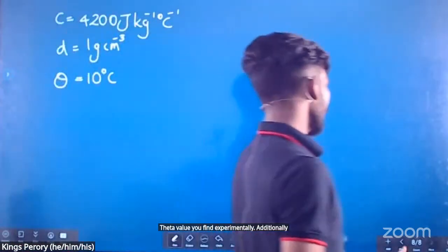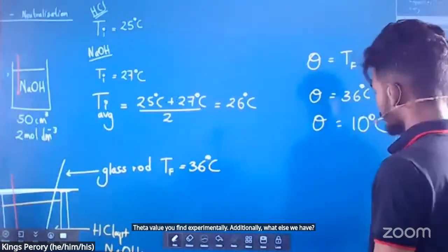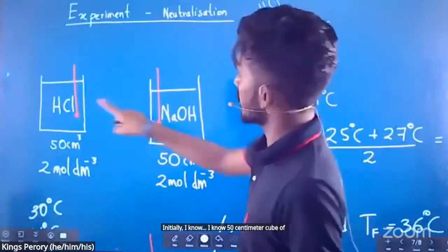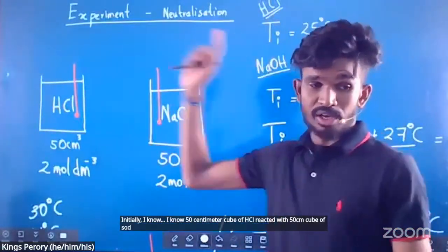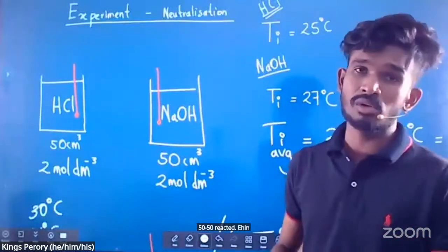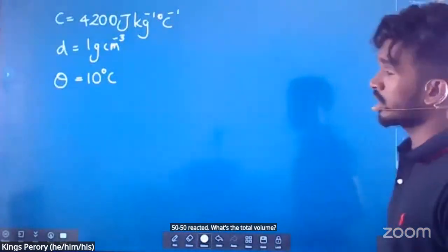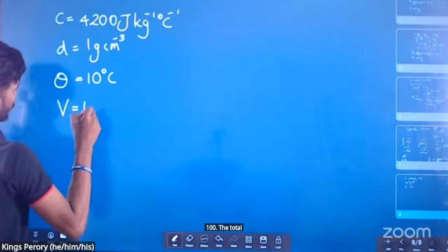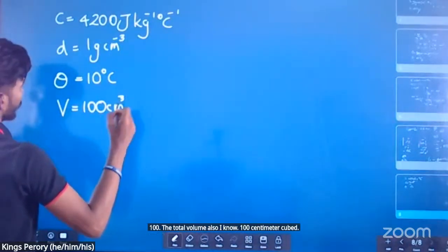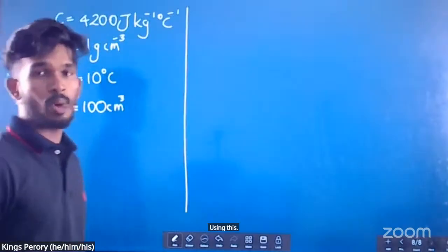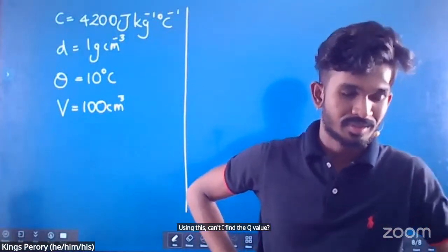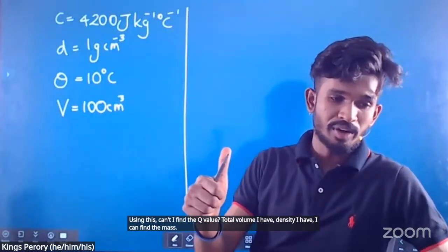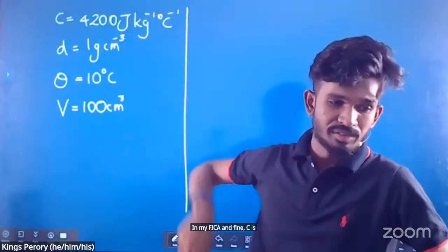Additionally, what else do we have? Initially, I know 50 centimeter cube of HCl reacted with 50 centimeter cube of sodium hydroxide. 50-50 reacted. What's the total volume? 100. So the total volume also I know, 100 centimeter cube. Using this, can't I find the Q value? Total volume I have, density I have, I can find the mass. If I can find M, C is there, theta is there, can't I find the Q value?